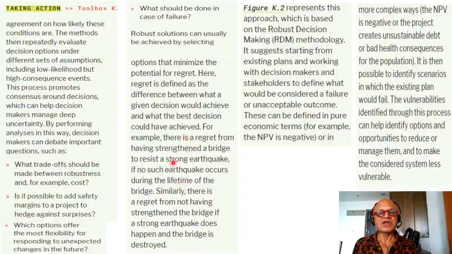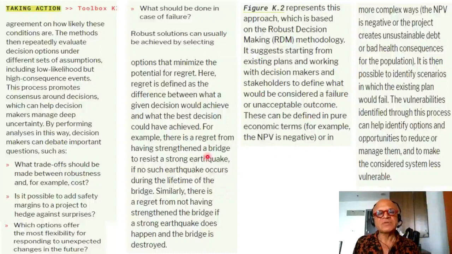For example, there is a regret from having strengthened a bridge to resist a strong earthquake if no such earthquake occurs during the lifetime of the bridge. So you invested in strengthening the bridge, but nothing happened. This happened with tsunamis. In the Indian Ocean, tsunami is a low probability, high impact event, but you have invested to monitor tsunamis and nothing happens after the big one in 2004, which killed several 100,000 in Thailand and then tens of thousands in India and so on.